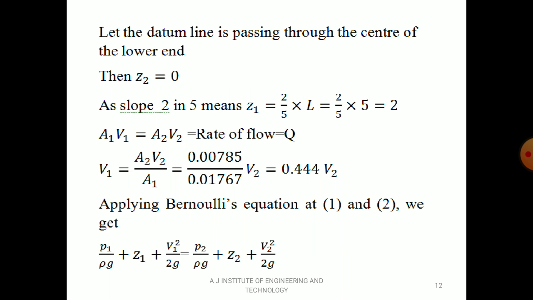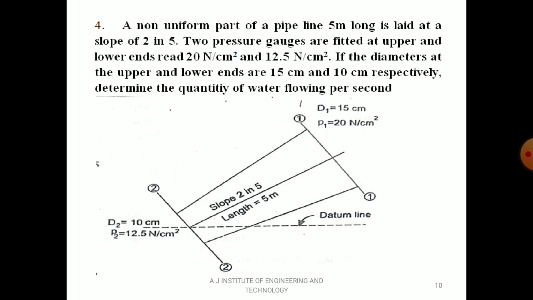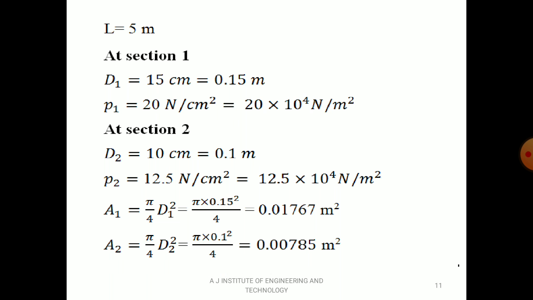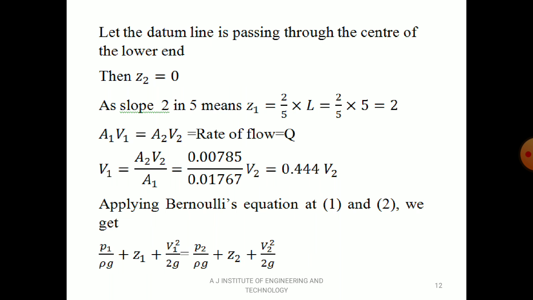Then let the datum be passing through the center of the lower end, then Z2 equal to 0. You can see section 2 is passing through the datum. So Z2, the distance from the center of the pipeline to the datum, is 0 at section 2. Then you are supposed to find the distance from the center of the pipe to the datum at section 1. That can be found like this.